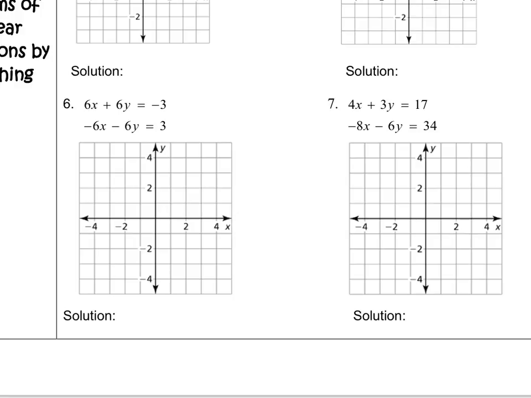Whatever you decide to do is fine, but go ahead and get these two lines graphed on number 6 and find the solution. Pause your video while you're working and then check back for the explanation.